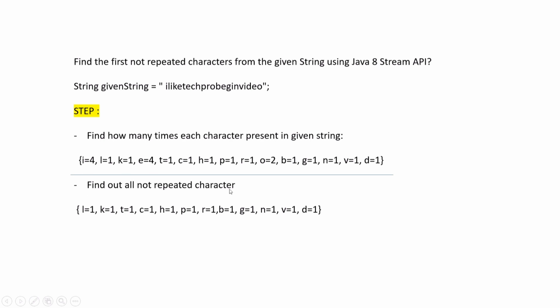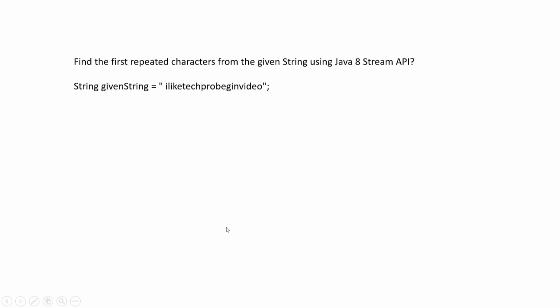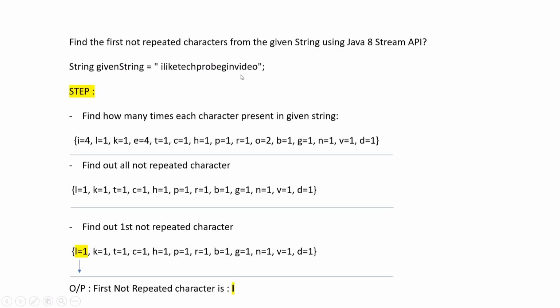See like that, okay. In the next step we need to find the first non-repeated character. So we are maintaining the order of characters, just like whatever order the characters are available in the given string, the same order we are maintaining in our result. So in the next step we can just find the first non-repeated character from the previous list, okay. As part of the third step, find the first non-repeated character.